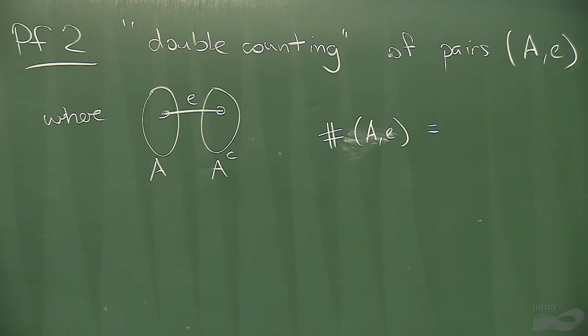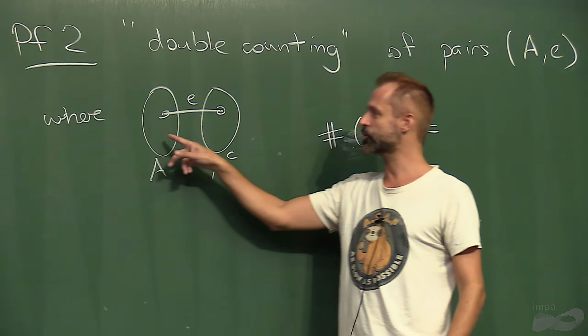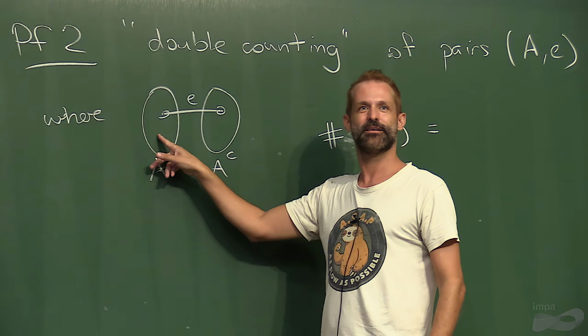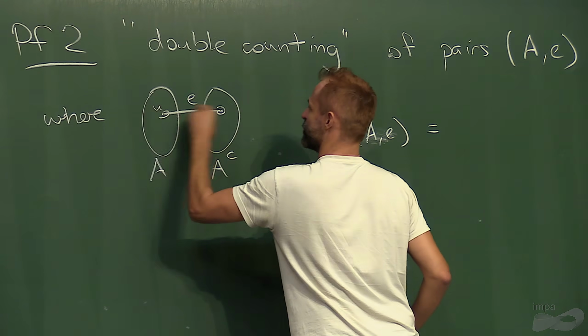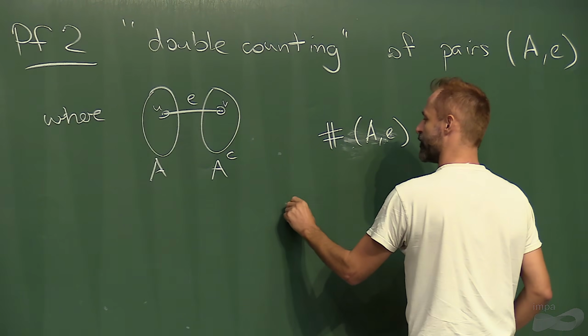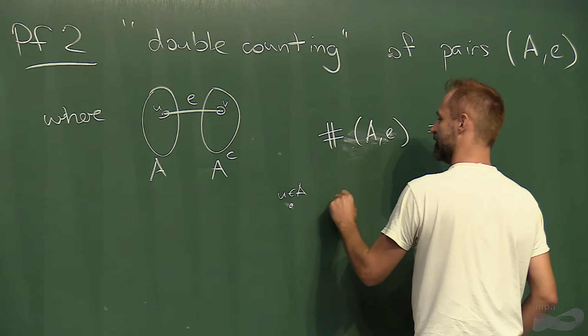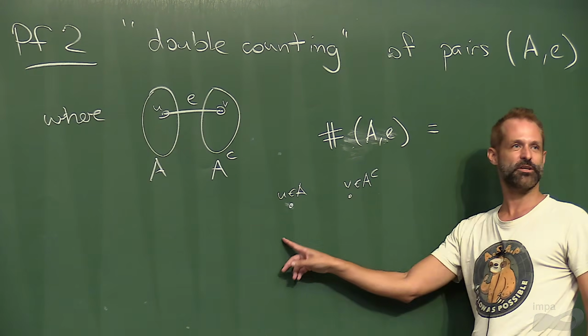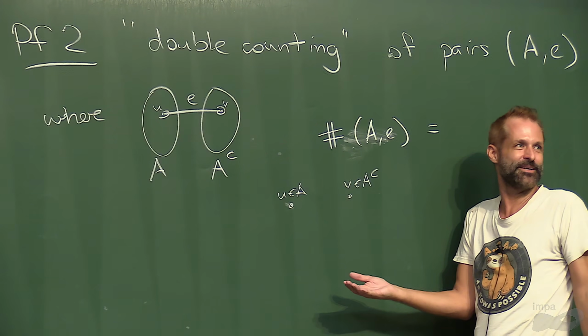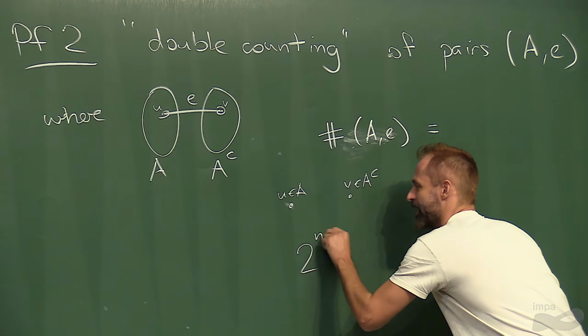Okay, so you're double counting. You either count the set first, then the edge, or the edge first, then the set. Okay, let's do the edge first. So for each edge, how many choices of A are there? Well, suppose E is UV. You could either put U in A and V in A complement, and then the rest of the vertices, you do whatever you like. Right? So that's 2 to the n minus 2 choices.